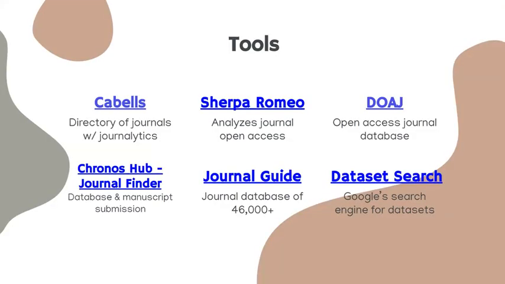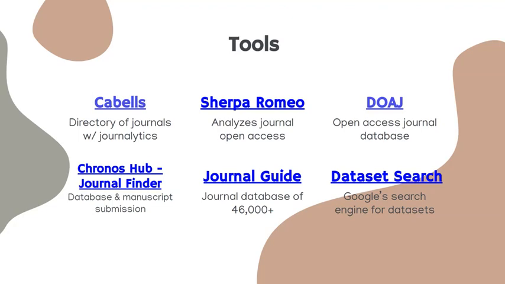There are several tools to find open access that you might find helpful. The university libraries has a subscription to Cabells, which has a directory of journals with journal analytics. Sherpa Romeo is freely available. It analyzes journal open access and will tell you the open access attributes of all journals. There is the DOAJ, the Directory of Open Access Journals, which is a database where you can go and find journals that exist in your discipline and are open access.